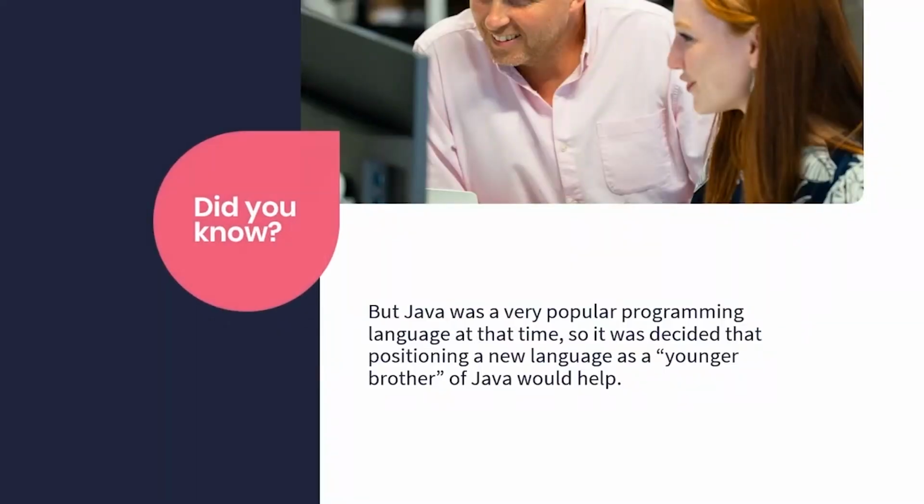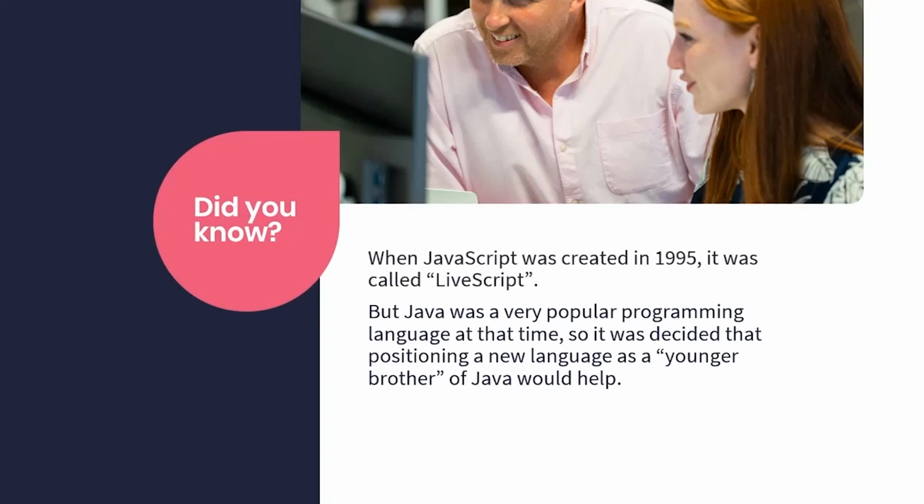Do you know why JavaScript is called JavaScript? Well, when JavaScript was first created in 1995, it was initially called LiveScript, but Java was a very popular programming language at that time, so it was decided that positioning a new language as a younger brother of Java would help. But as it evolved, JavaScript became a fully independent language with its own specification called ECMAScript, and now it has no relation to Java at all.